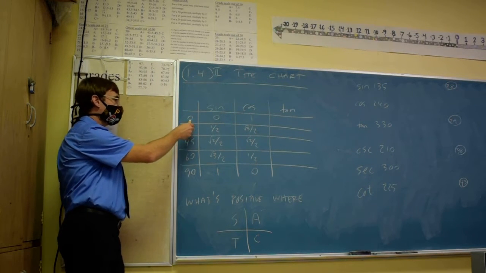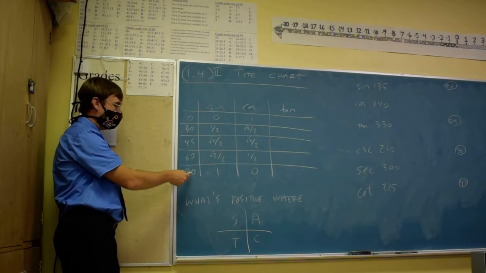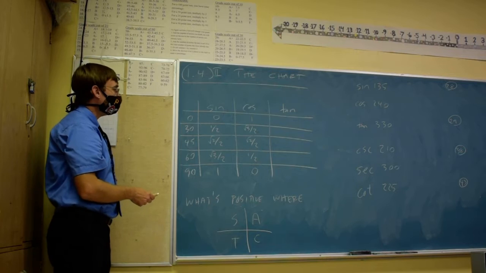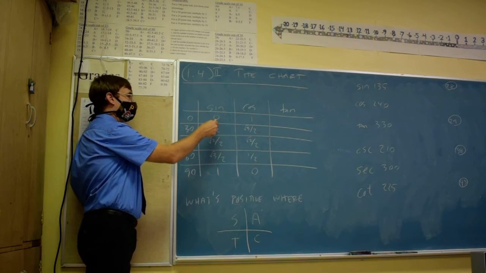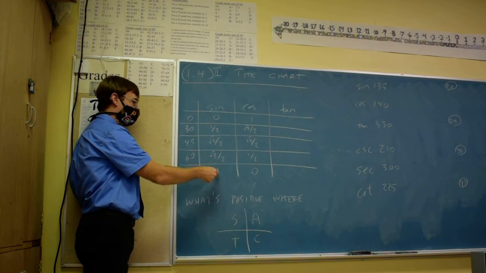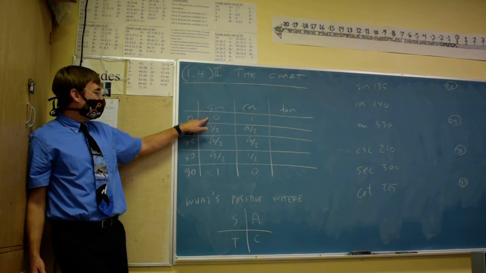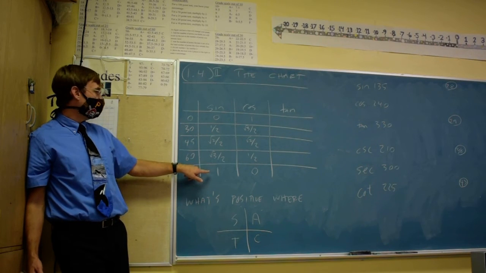So 0 degrees is a common reference angle you'll be seeing. 30, 45, 60, 90, those are the superstars. And then just try to memorize these numbers: 0, half, root 2 over 2, root 3 over 2, and 1 go in that order. The sine column starts low and just goes up.